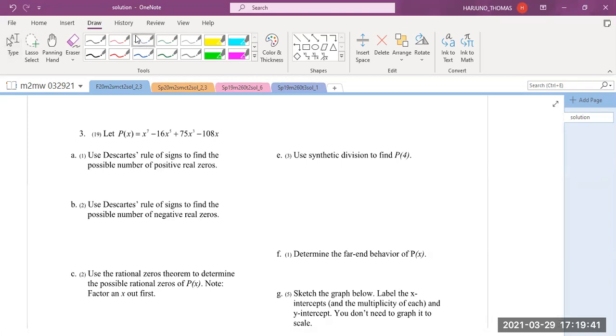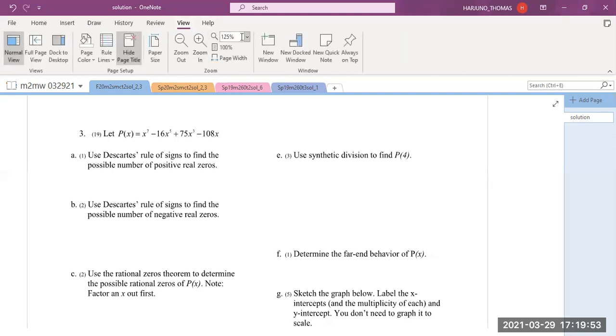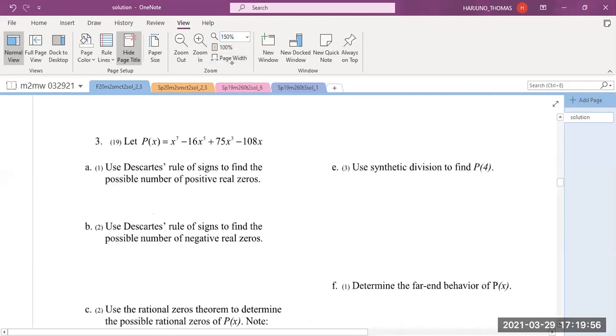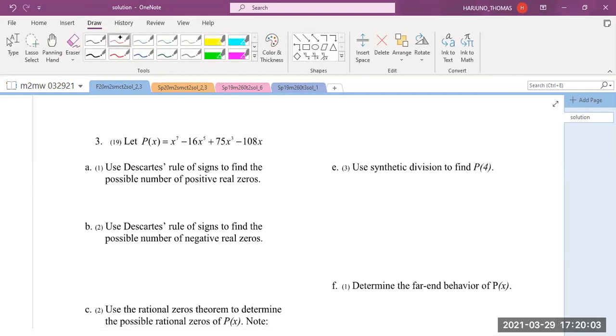Now number 3. We have p(x) equals 7x to the 7th minus 16x to the 5th plus 75x cubed minus 108x. That's degree 7, which means we should get 7 zeros. Let me enlarge this a bit so that you can see. Use Descartes' rule of signs to find the possible number of positive real zeros. There's 1 sign change here, another here, another here. So there are 3 or 1 positive zeros.